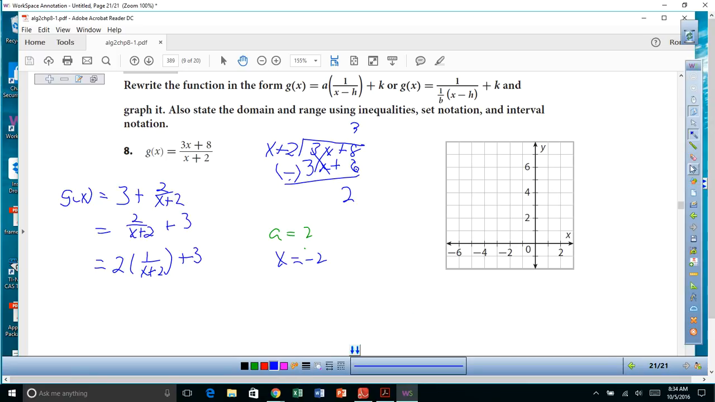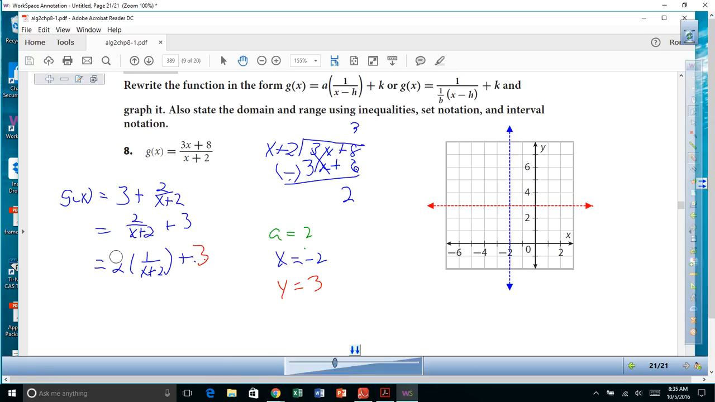So let's go ahead and draw that. A vertical asymptote of x equals negative 2, and that's going to be right there. Great. And then we're going to have a horizontal asymptote of y equals 3. So let's go ahead and draw that. 1, 2, 3. It's going to be right there. That's a little high. All right. Good. So y equals 3, x equals negative 2.